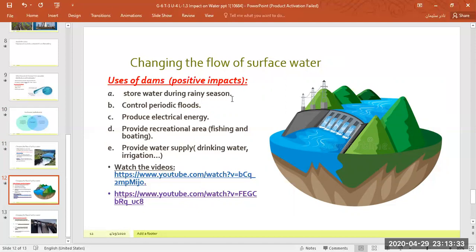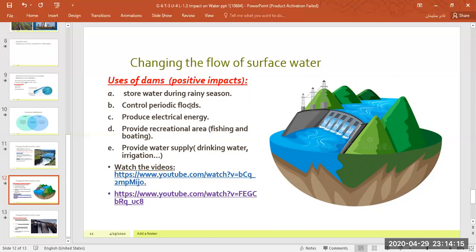In winter, as you know, there is a lot of rainfall, so water runs off with rivers, and extra water will flow with the rivers. This water, instead of running off and flowing randomly and maybe causing floods, will be stored within the reservoir of the dam. So the first advantage, the first positive impact, is the storage of water during rainy season. And this will control the floods or reduce the risk of floods during winter.